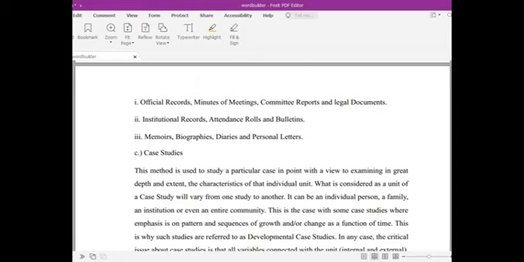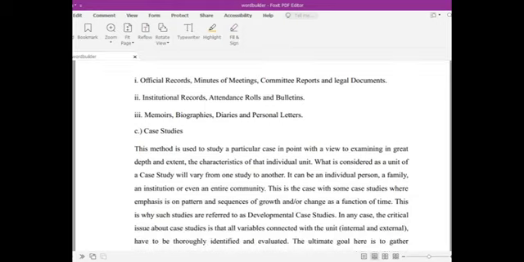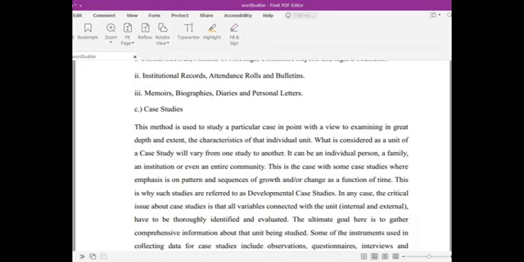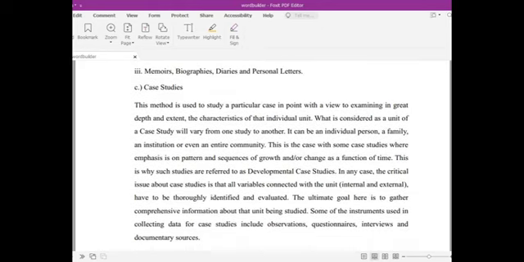Case studies. This method is used to study a particular case in point with a view to examining in great depth and extent the characteristics of that individual unit. So it talks about a particular case. When you're doing a case study, there's a particular case you're referring to. What is considered as a unit of a case study will vary from one study to another. It can be an individual person, a family, an institution, or even an entire community.